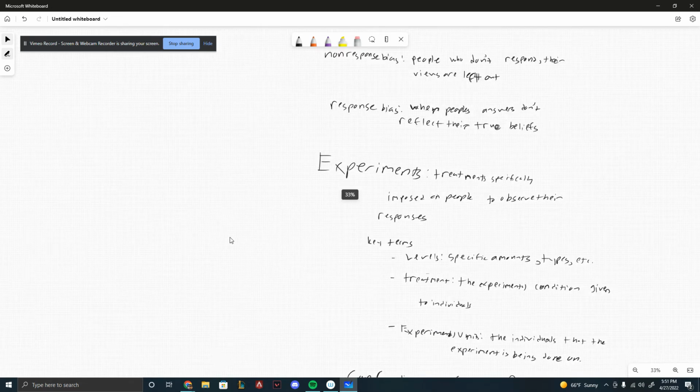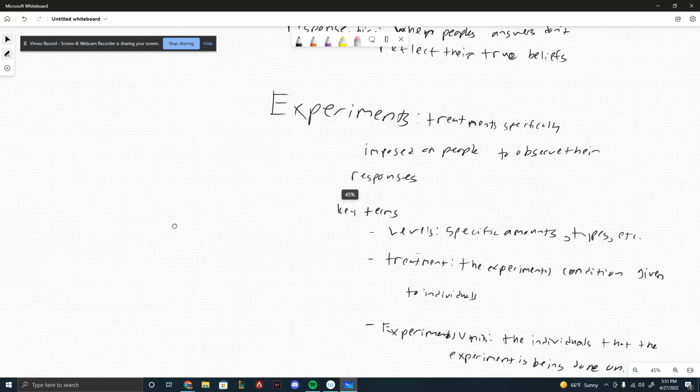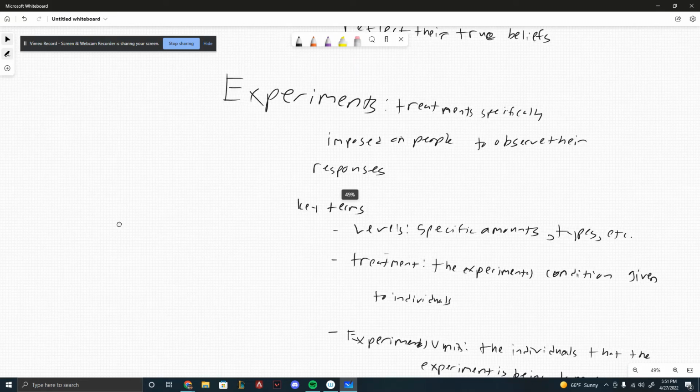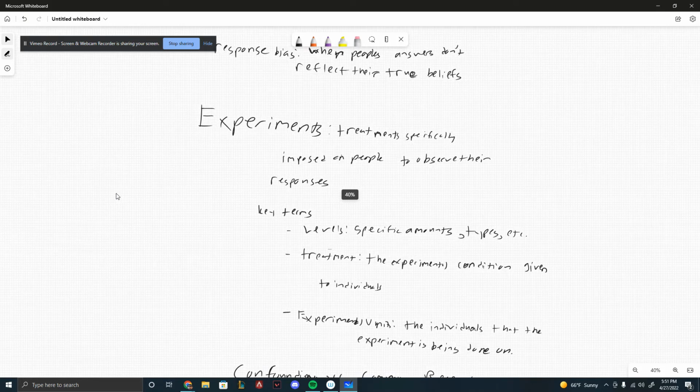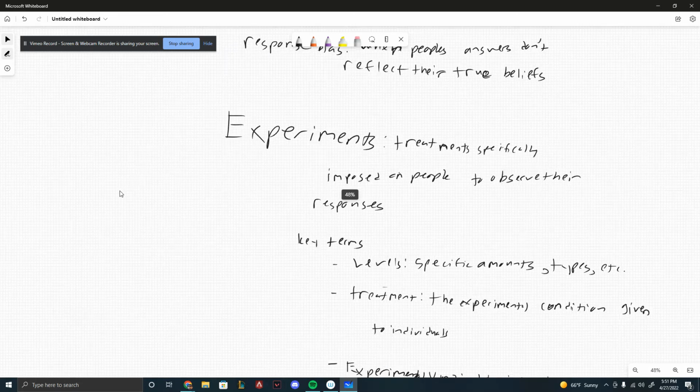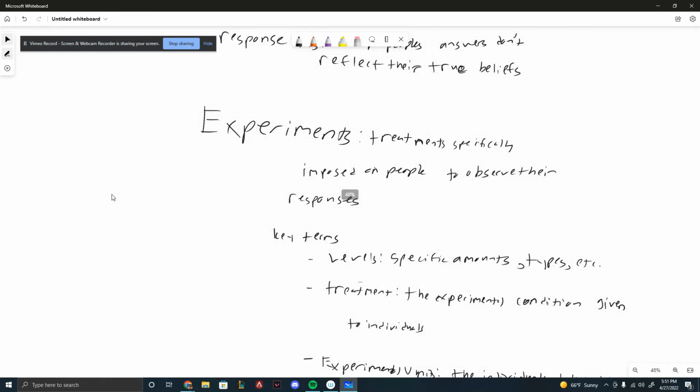Types of bias, experimental treatments specifically. I'm sorry, are we right here? No, I'm sorry, experiments. I didn't see my 2 dots here. My bad. So these are treatments specifically, imposed on people to observe their responses.